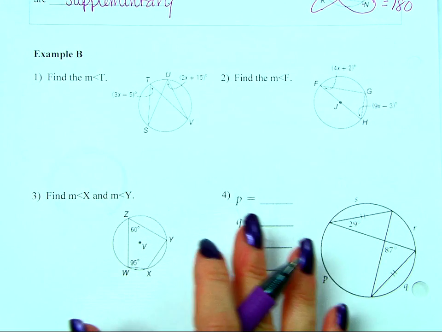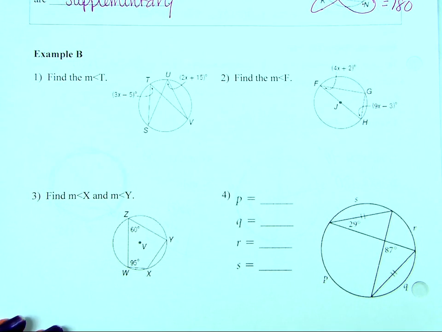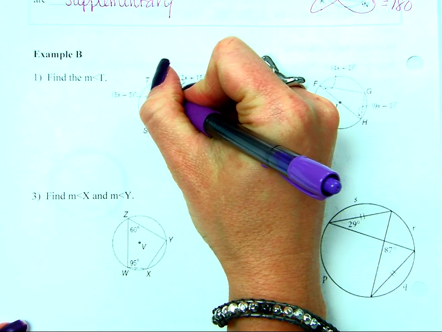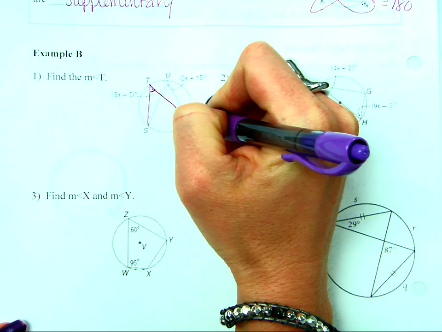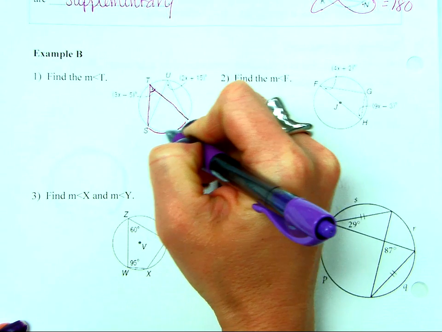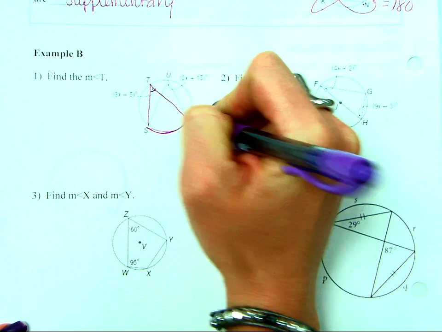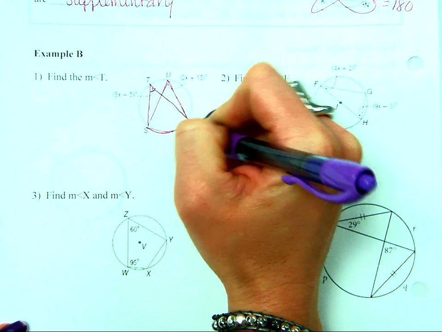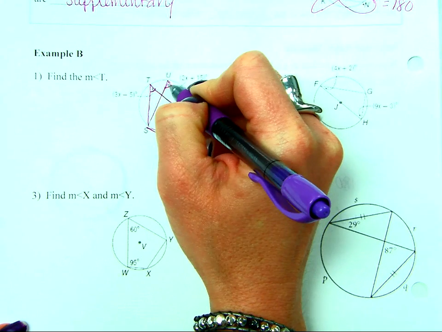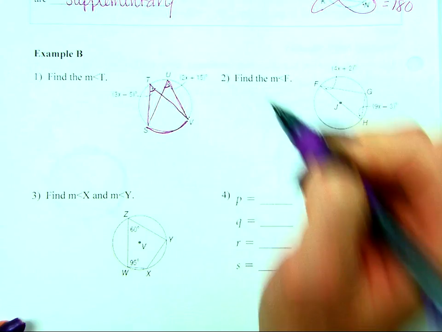In example B, they're asking me to find the measure of angle T. So my measure of angle T right here, well, I can see I don't know this intercepted arc. But I do know that angle U also intercepts that same arc. What that tells me is that angle T must be congruent to angle U.